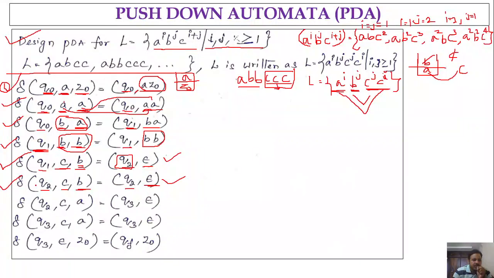So you will be in the same state q2 as long as you get the input c and the top of the stack is small b. In this situation you will be in q2 only and you are not going to push anything onto the stack.